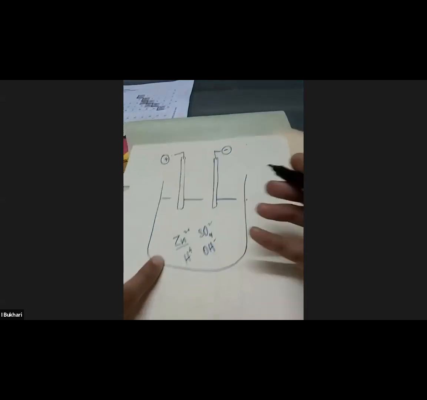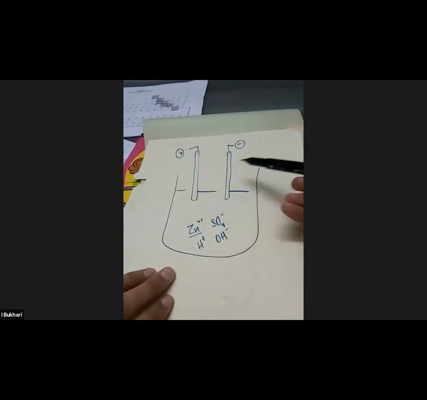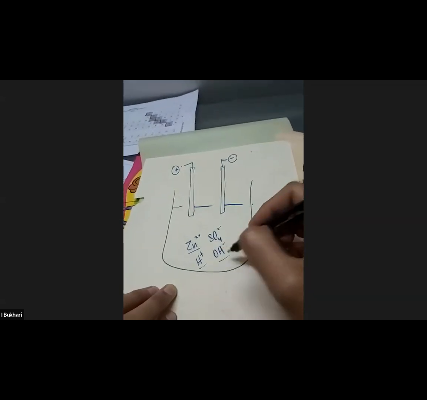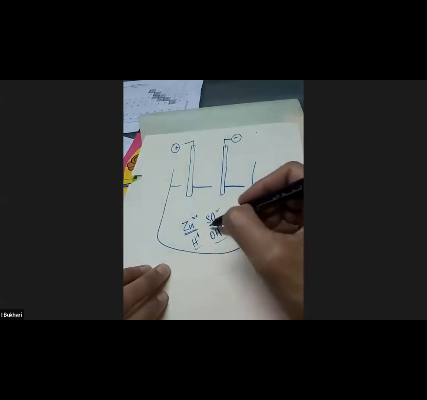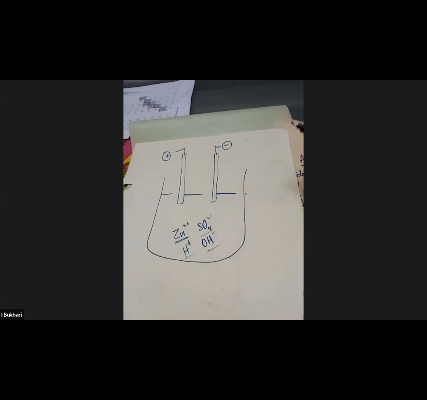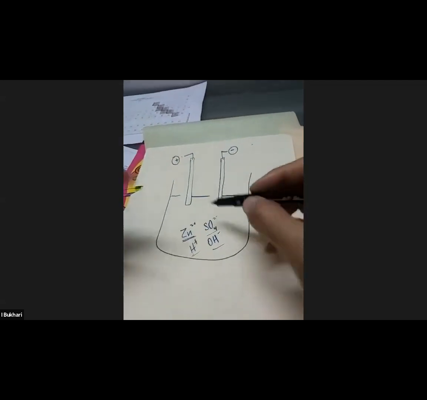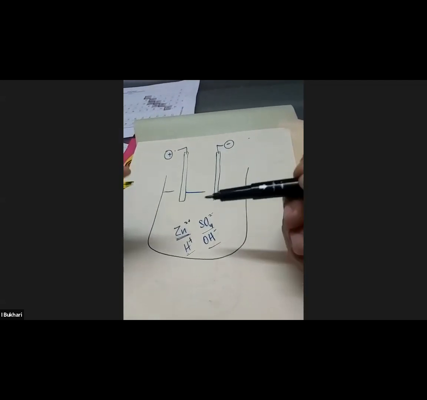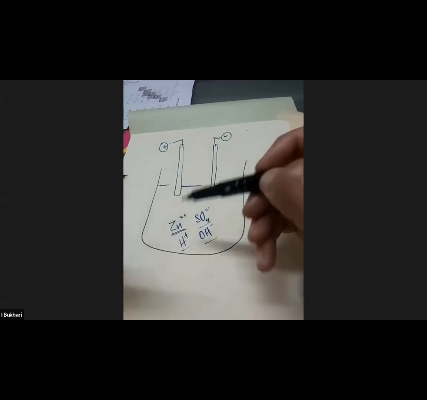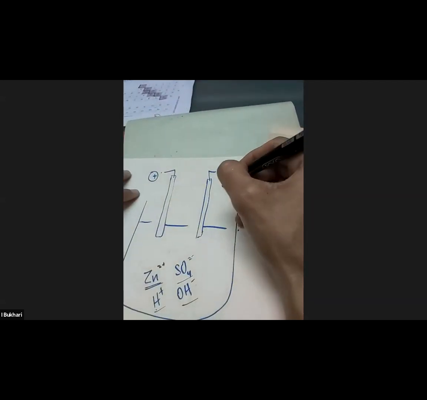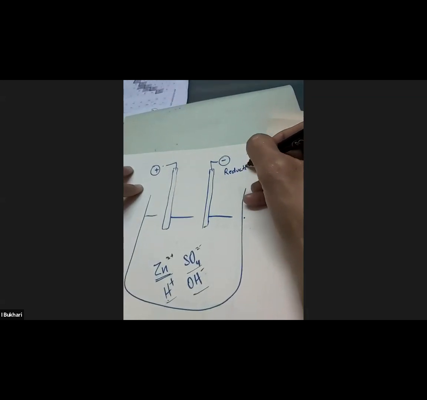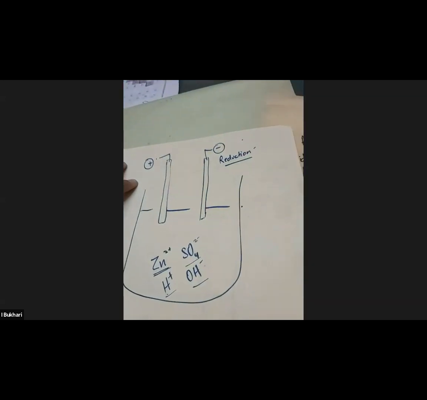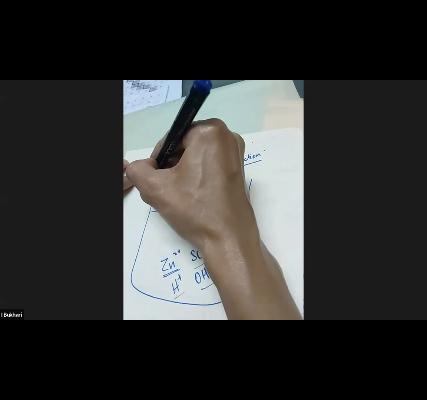Okay, so aqueous solution, meaning we have hydrogen ions, hydroxide ions, and then we have zinc and sulfate. Now, why did we use zinc sulfate? Because we want a soluble salt of the metal that we are trying to purify, right? The cathode is the site for reduction. I hope you guys know this. And the anode is the site for oxidation.